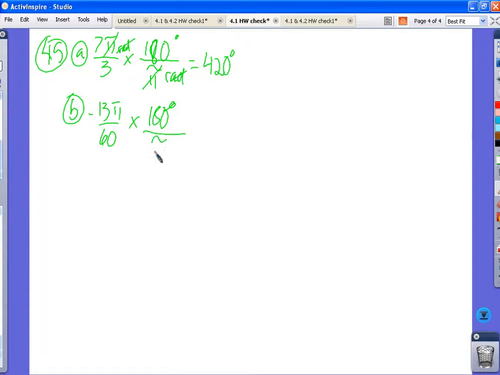180 over pi n. Radians cancel radians. Factor of pi cancels. 15 times 3, negative 39.